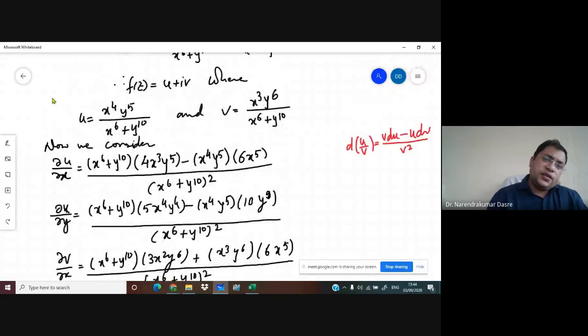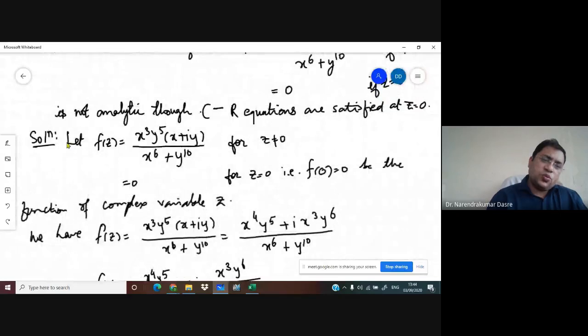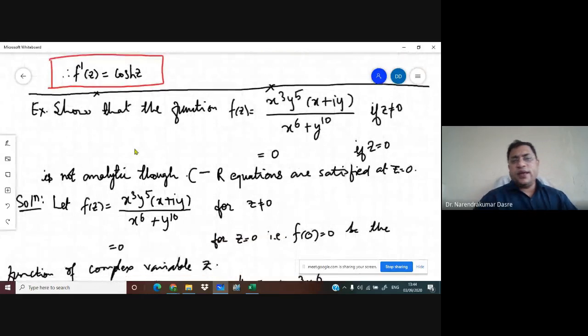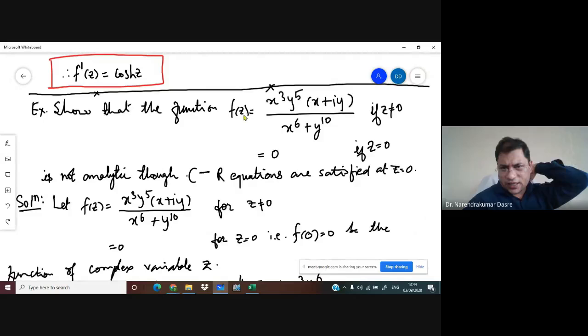Now see the question properly. Okay, so what is given? See, we have to show that the function is not analytic at z = 0, though it satisfies the CR equations at z = 0. So what do we have to consider? Everything we have to consider at z = 0.